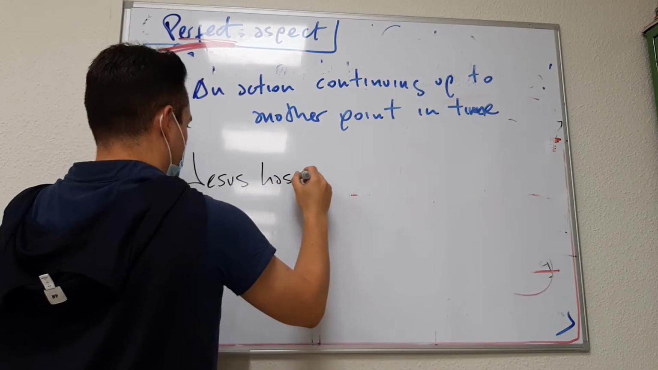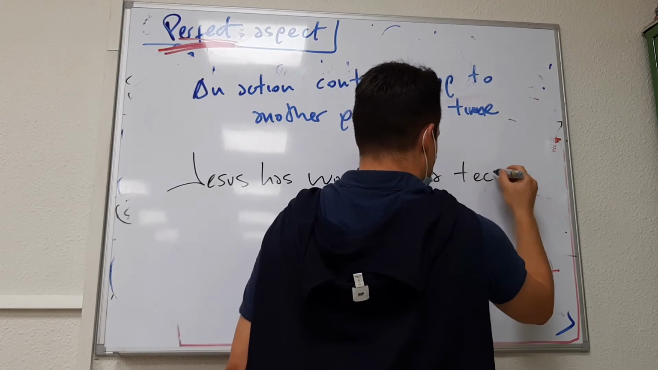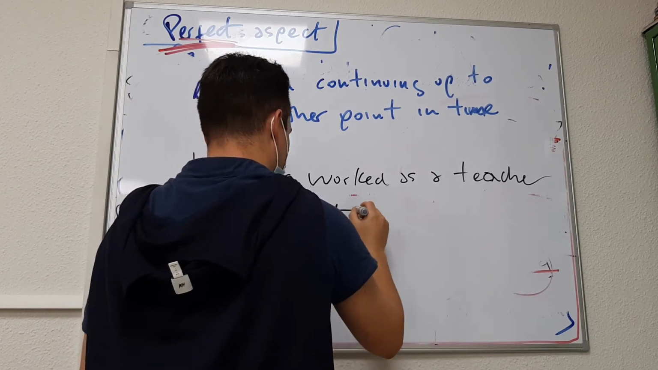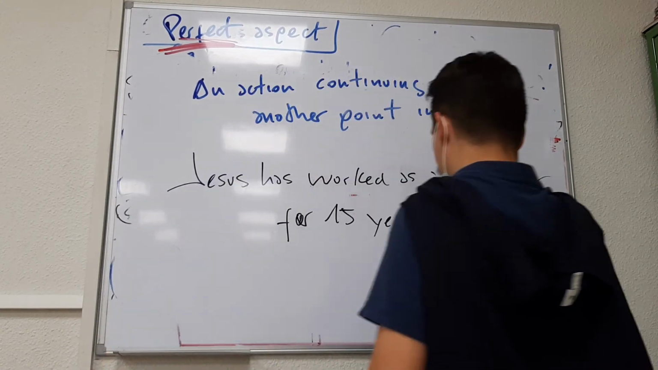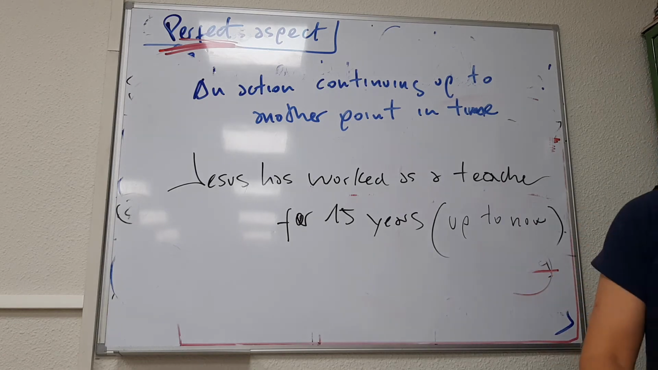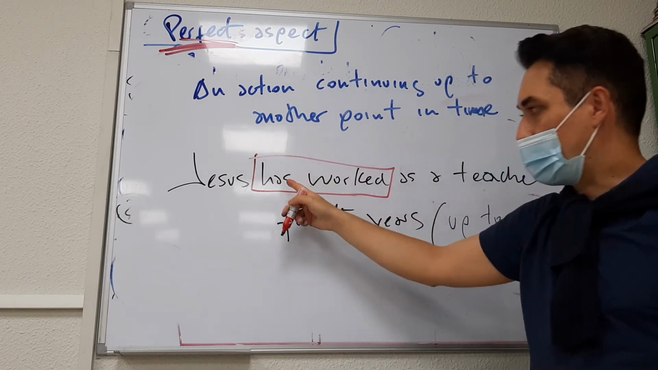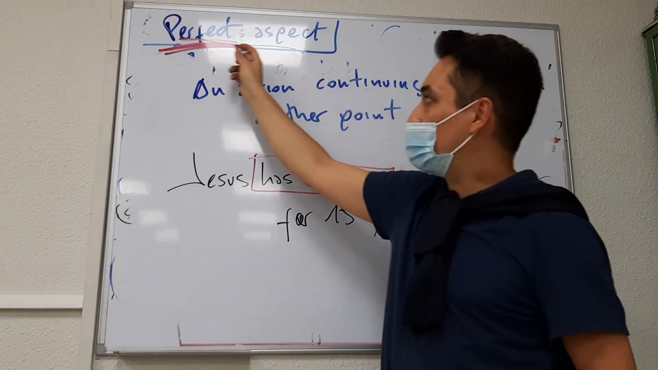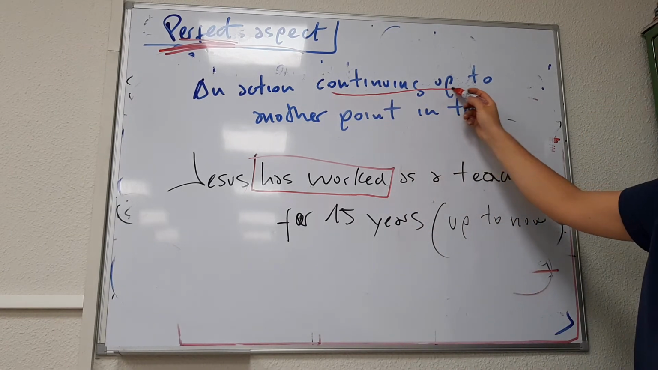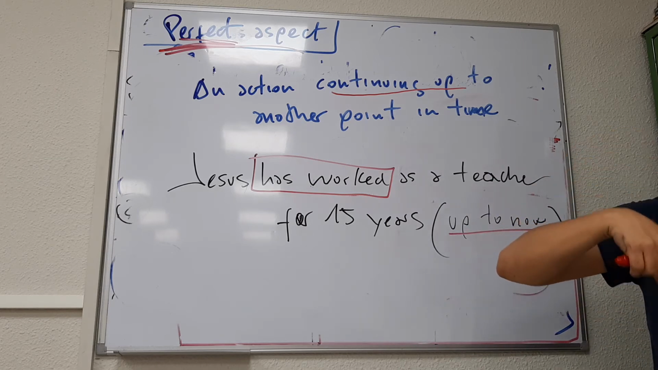Jesus has worked as a teacher, I don't know, for 15 years, up to now. Yeah, up to now. So, Jesus has worked. This is present perfect. What am I doing here with has worked? Continuing up to another point in time. In this case, the point in time is the present. Okay?